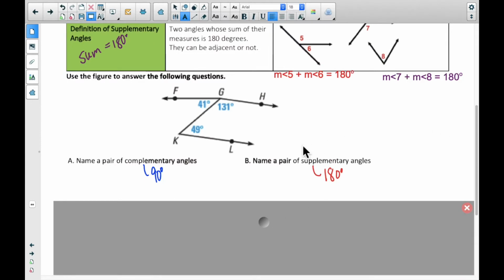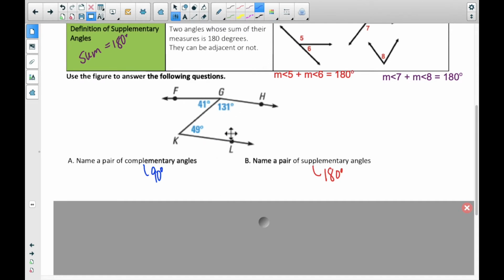Okay, now we have an example. We have this figure, it has a bunch of different numbers in it. We want to answer the following questions. Name a pair of complementary angles. Remember, complementary is 90, supplementary is 180. One way you might remember it is it's kind of an alphabetical order. So the lower letter has the lower sum and the higher letter has the higher sum. So a pair of complementary angles would add up to 90 degrees.